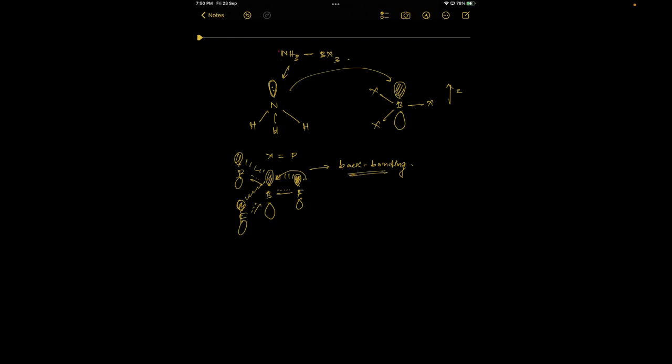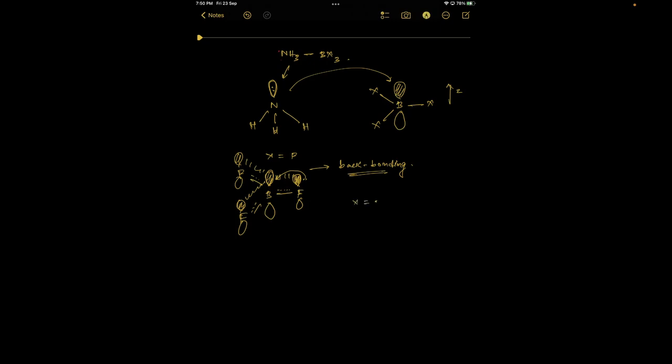Now the back bonding will be easy when the energy of this empty orbital and the filled orbital are similar. Then they will interact more strongly. So fluorine has filled 2pz orbital and boron has empty 2pz orbital. So both 2pz orbitals can interact strongly, overlap strongly. So that's why the back bonding is strong in the BF3 case.